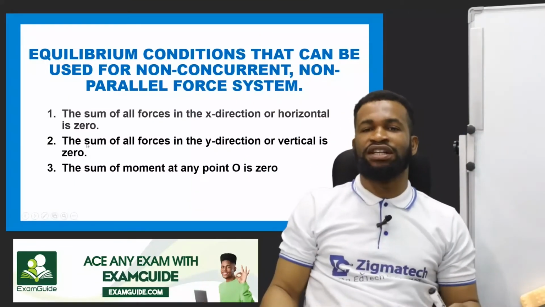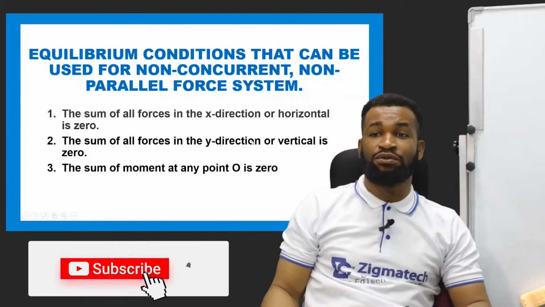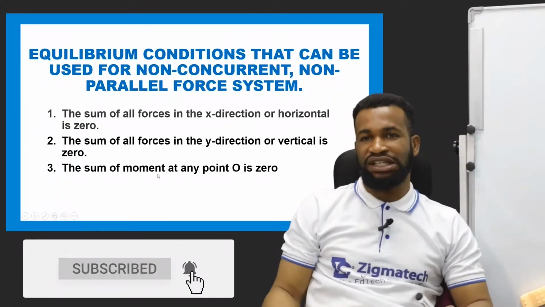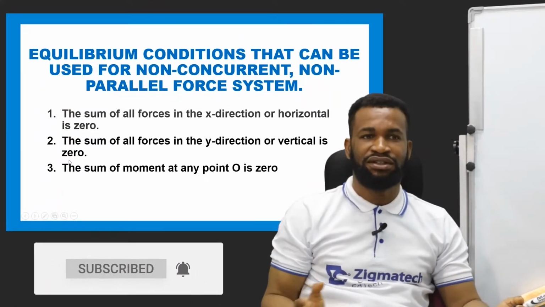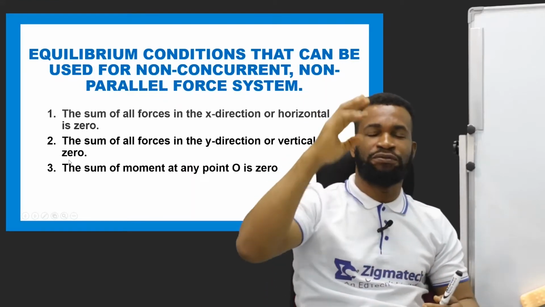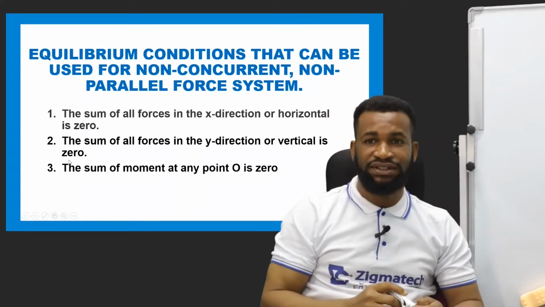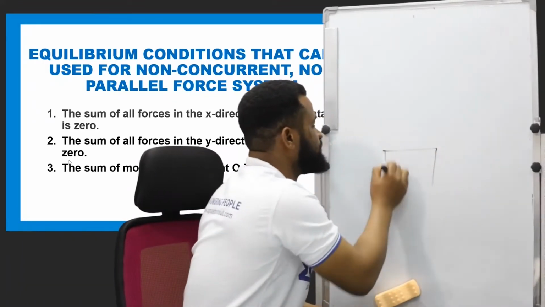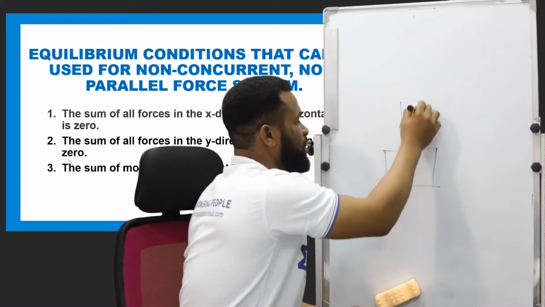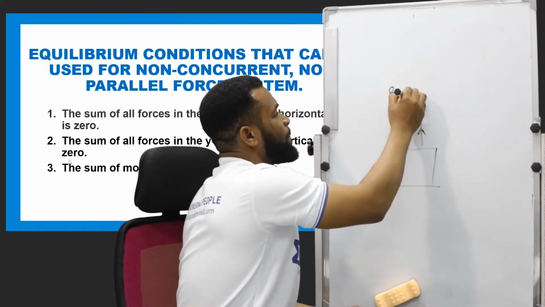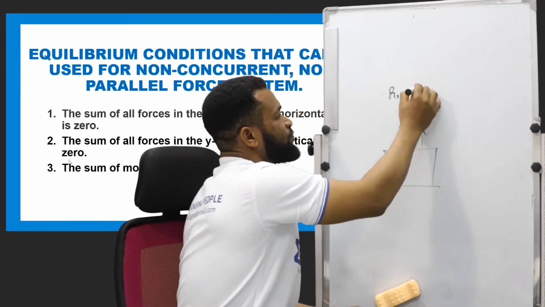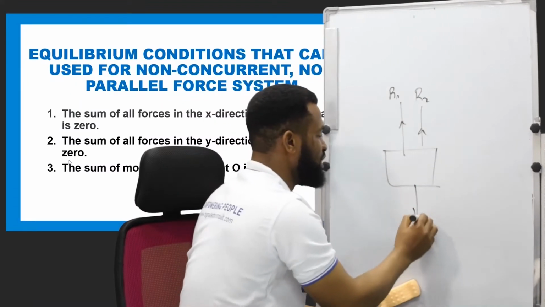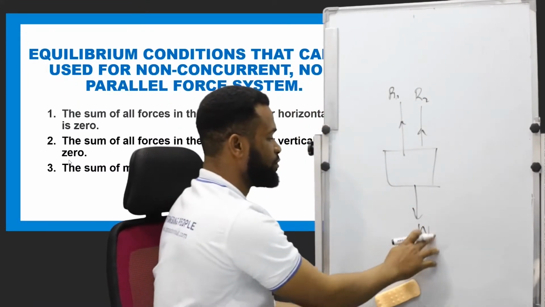Now, the second one is the sum of all forces in the y direction, or vertical, is 0. The same thing: when you take the vertical component of all the forces, then equate them to 0. That means if you have a body pulling upward, maybe you have normal reactions R1 and R2, and then maybe the weight of the body.